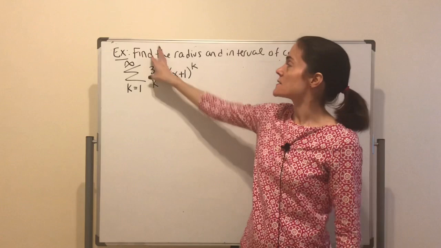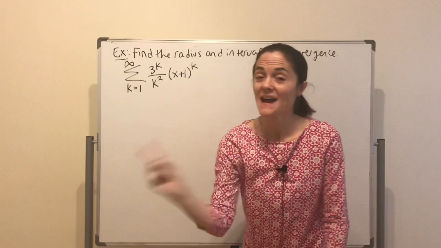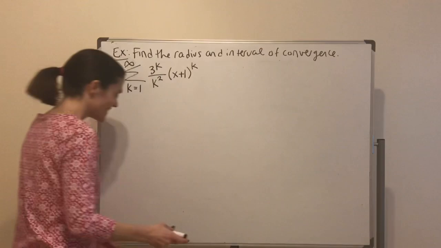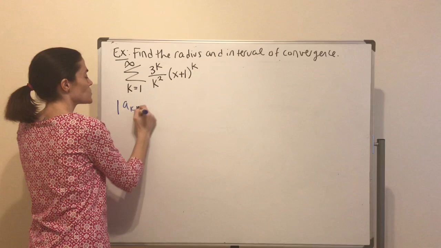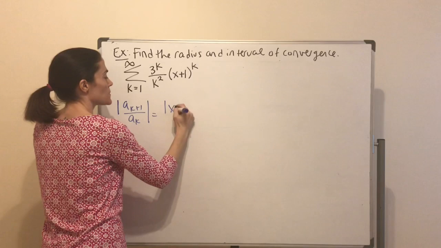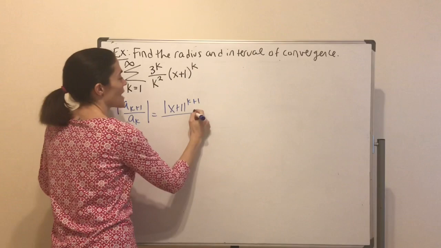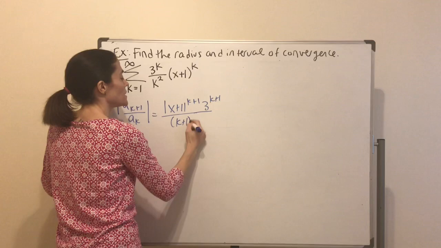Here are the coefficients. Then we have x plus 1 to the k, my center minus 1, right? Now, we're going to proceed just as we began in the last one, to find the radius and interval of convergence, using the ratio test. So we look at the absolute value of a_(k+1) over a_k, which is the absolute value of x plus 1 to the k plus 1 over, then we have a 3 to the k plus 1 up here, and in the denominator I have a k plus 1 squared.